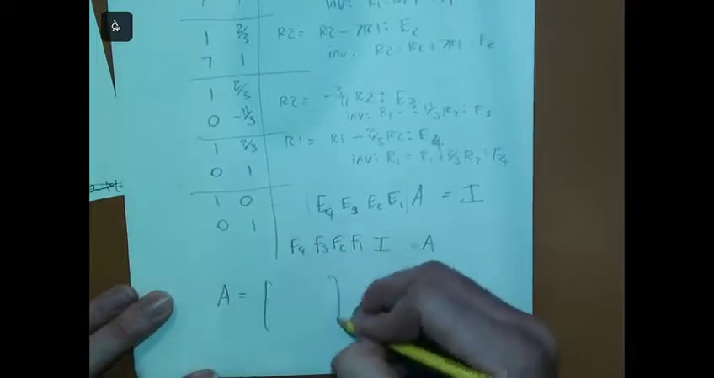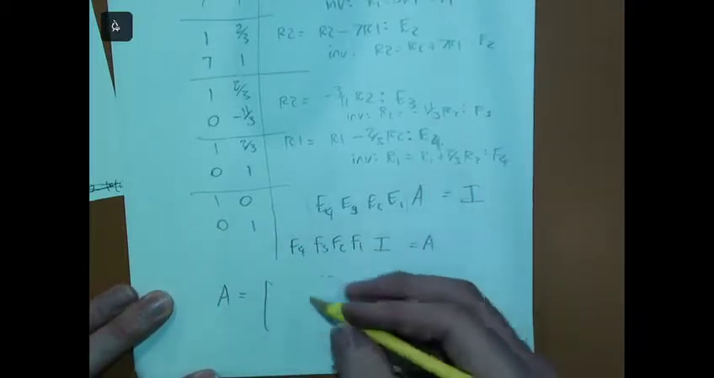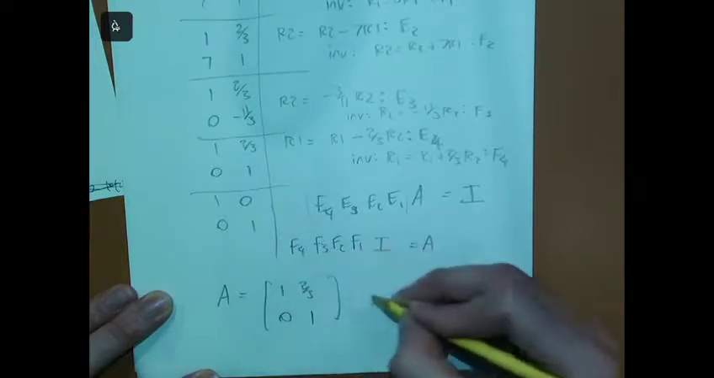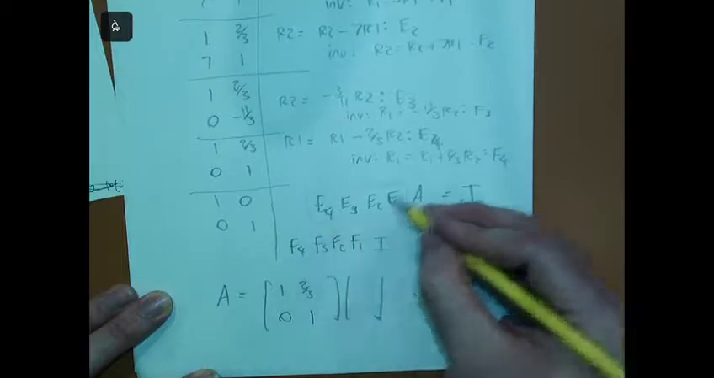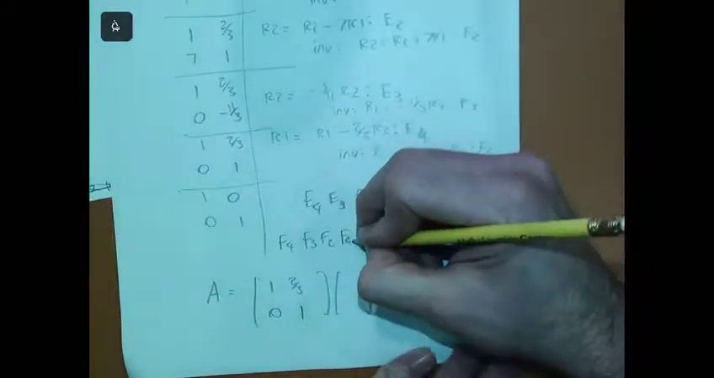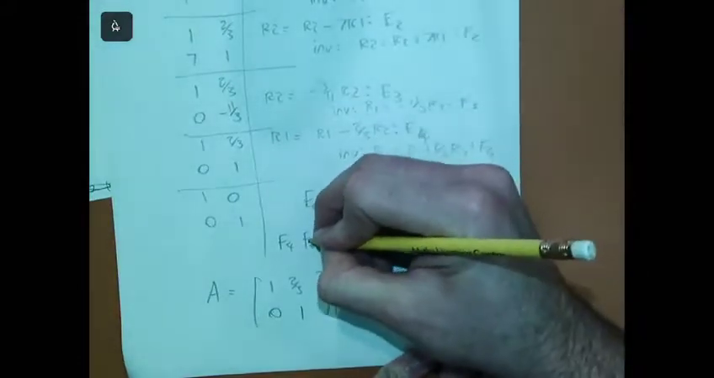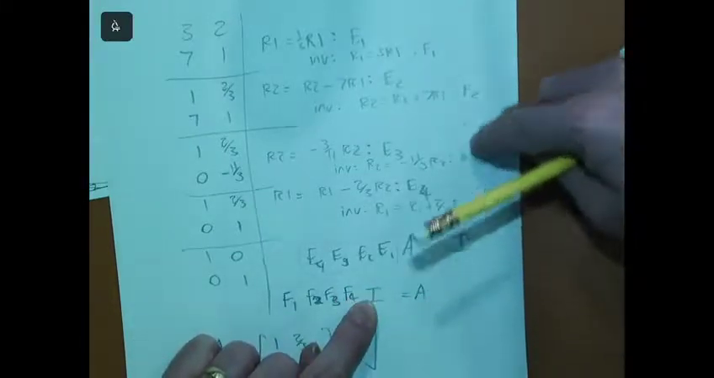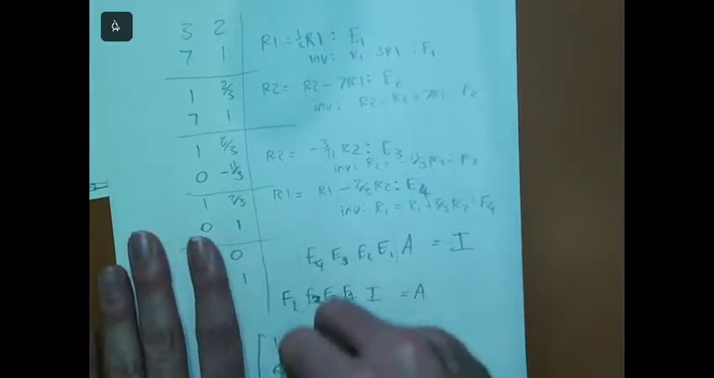And so therefore I've got that A is F4, which goes with this one. So row 2 didn't change, and row 1 was row 1 plus 2/3 of row 2. And F3, which is this one. Oh crap. Oh damn. I've written them backwards because I did F to get from I to A. I did this one and then this one and then this one and then this one. So I have to put them in that order. Sorry about that.